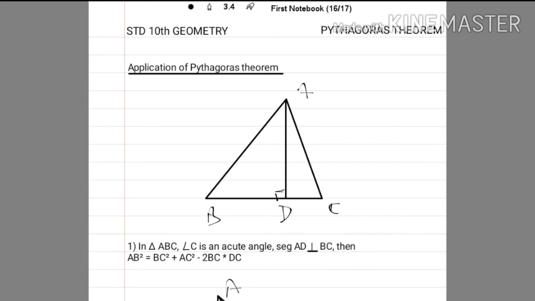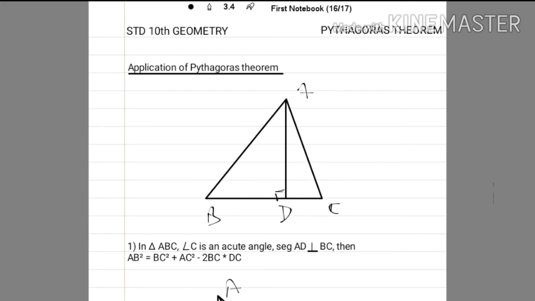Moving to the next topic, that is the application of Pythagoras theorem. Till now we learned Pythagoras theorem and converse of Pythagoras theorem, in which we considered the triangle to be a right angled triangle, and we got the relation between the hypotenuse and the remaining two sides of the triangle. But in this case, the application of Pythagoras theorem, we are going to see a simple triangle, that is, it is not a right angle triangle. Remember this thing. And in that we are going to consider two different cases, that is if the triangle is an acute angle triangle and if the triangle is an obtuse angle triangle. So these are the two cases we are going to see, and we are going to see the relationship between the three sides of the triangles.